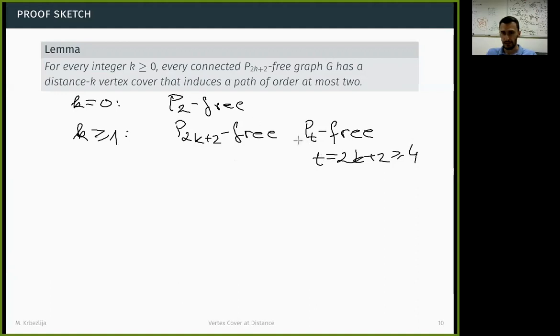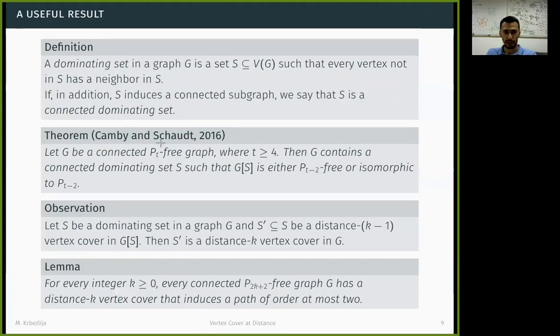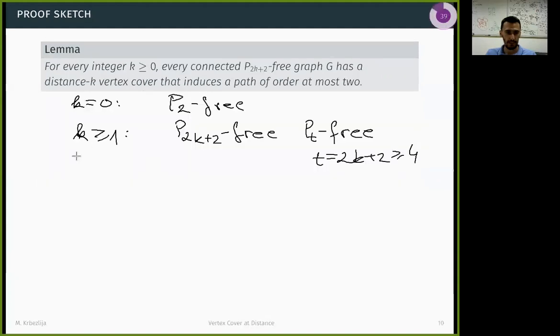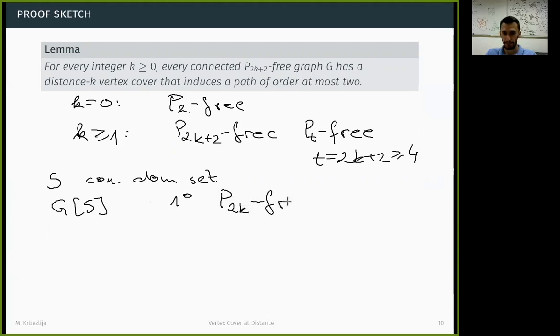That is, G is connected and PT-free for t greater than or equal to 4. So we can apply the theorem by Camby and Schaudt to get that G contains a connected dominating set S in G, and G[S], the subgraph of G induced by S, is either P_{t-2}-free, that is P_{2k}-free, or isomorphic to P_{2k}. That is, G[S] is isomorphic to P_{2k}.